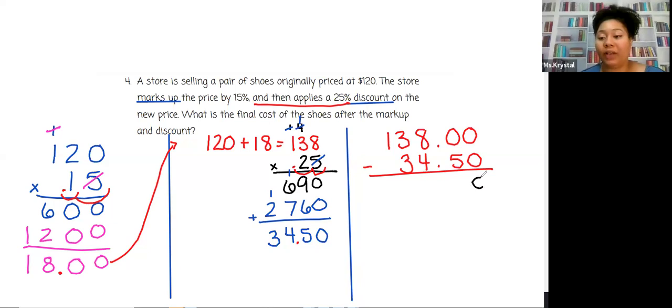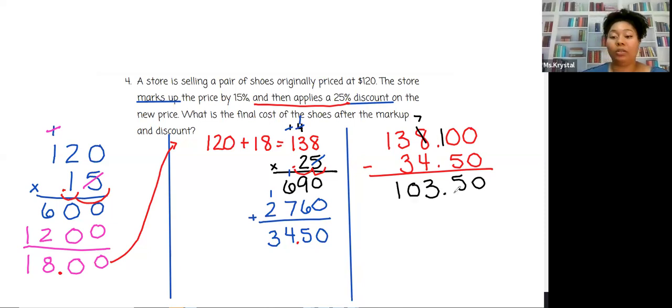I can't do 0 minus 5, so I'm going to have to go next door, turn that into a 7, turn this into a 10. 10 minus 5 gives me 5. 7, 6, 5, 4, 3. 3 minus 3 is 0. And 1 minus nothing gives me 1.